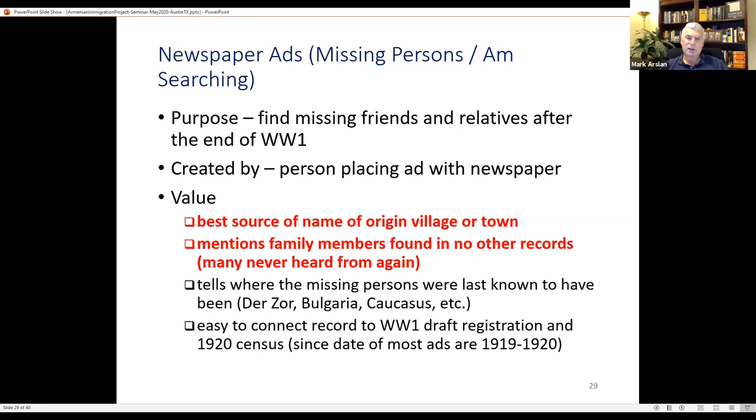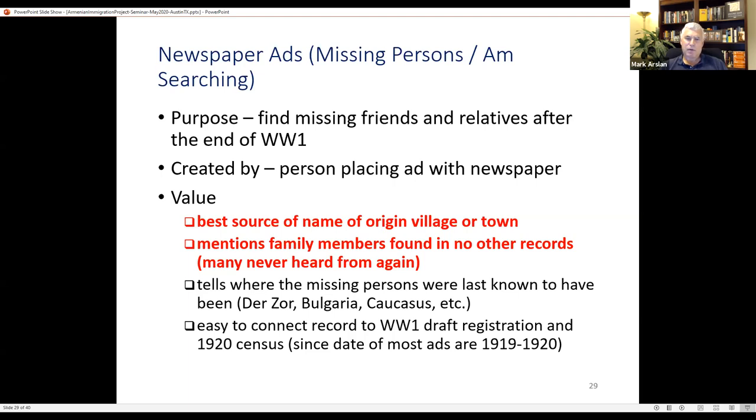Sometimes this is the only place I ever actually see the name of the village, if it's a small village. And many times I've seen family members mentioned in here that nobody has ever heard of, and you don't find them in any other records. So what I've done is I've clipped these articles and they actually appear in my abstract.